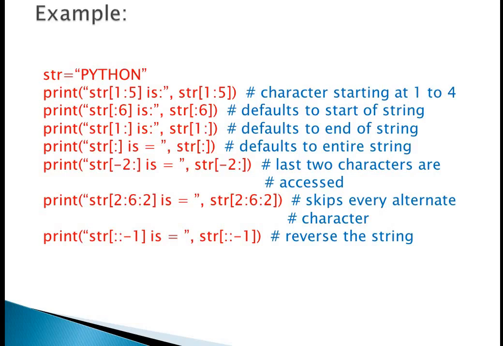In case of the third print statement, we have not mentioned the end. We have mentioned str1[3:], there is no end value. So whenever there is no end value, it defaults to the end of the string. If you do not mention anything for start and end, then automatically the entire string will be considered.